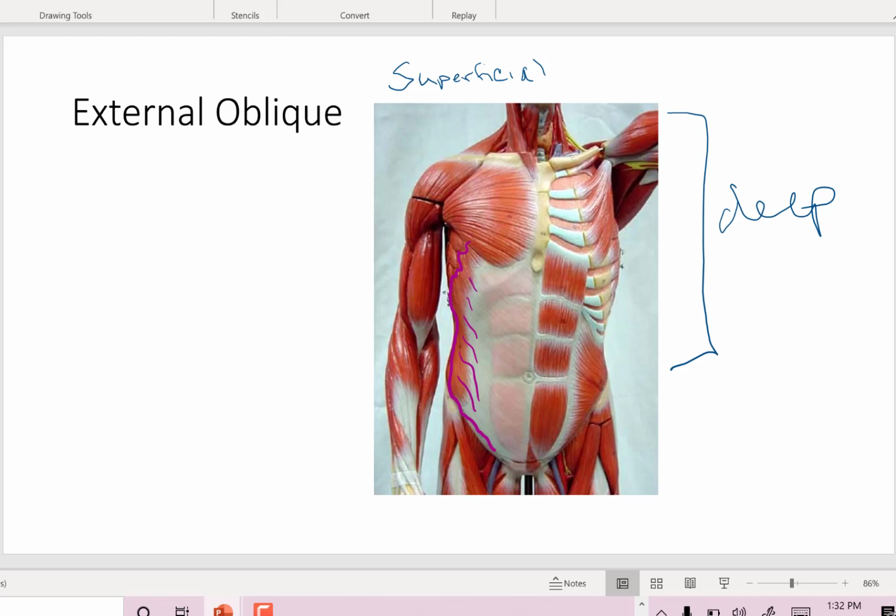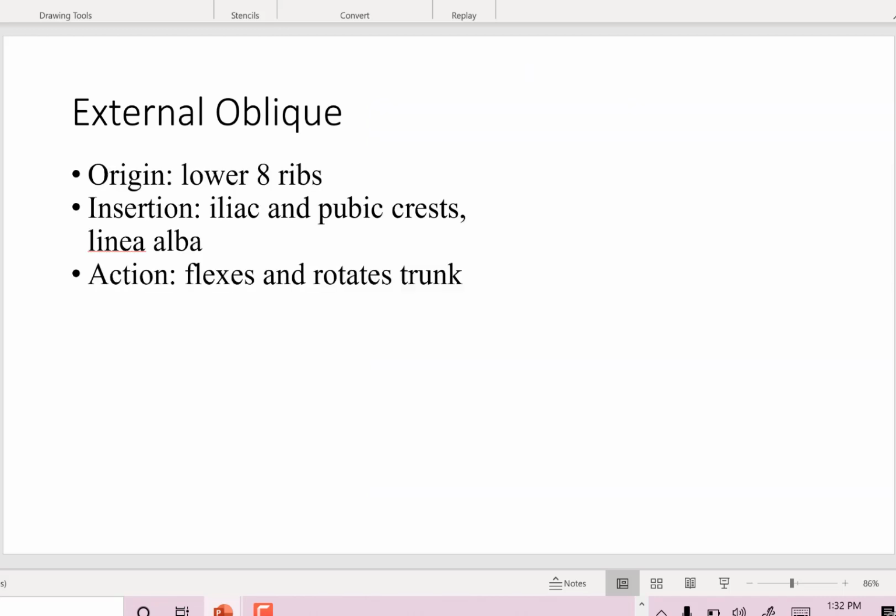Its action is to flex and rotate your trunk. Another way of saying that is flexion at the hip. We use our external oblique when we are doing sit-ups. And if you do a sit-up but also twist your torso, you are definitely using your external oblique. So again, its origin, the lower 8 ribs. Its insertion is on the iliac and pubic crests and the linea alba.